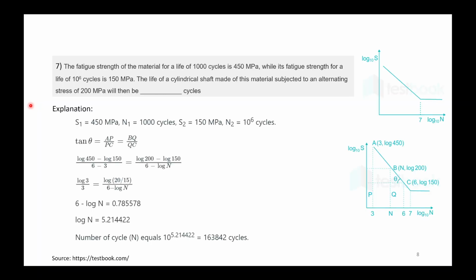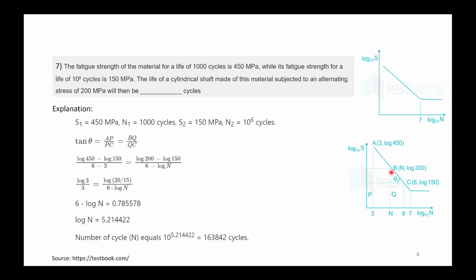So for this case, you have to draw this type of graph. We consider this to be linear, so here log S and log N. In this case, for a particular point for 1000 cycles, log 1000 will be 3, and log 450 will be 1 point, and another point will be 6 and log 150, because 10 to the power 6 cycles is for your fatigue strength, and one random point is given for 200 MPa. So we have to find out the number of cycles.